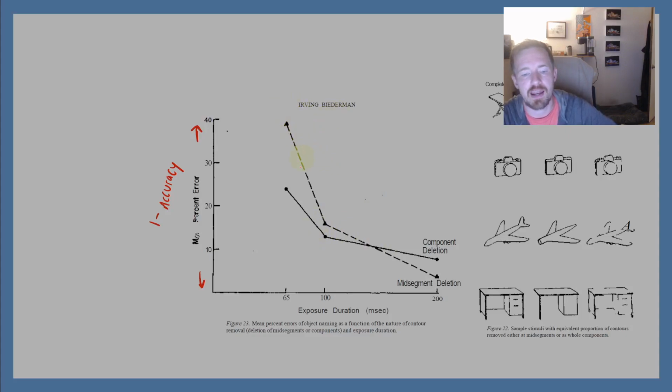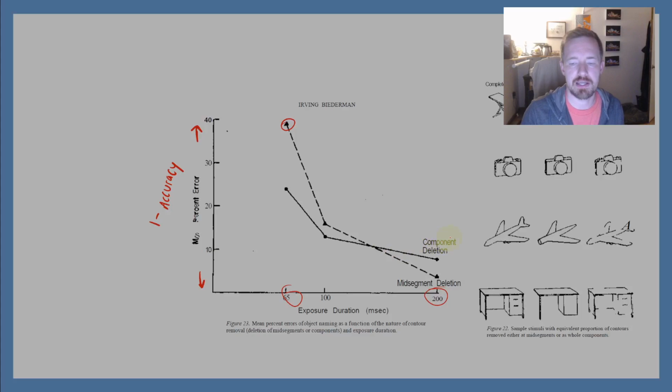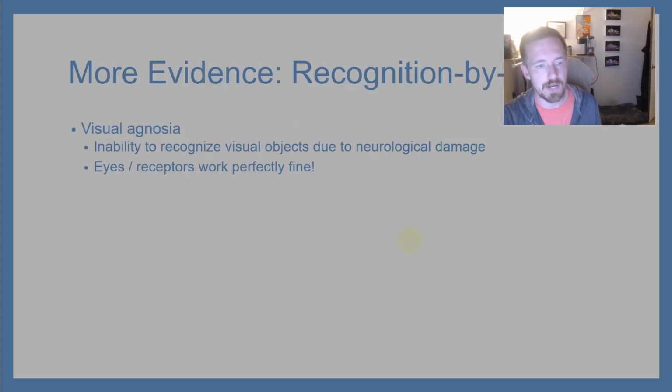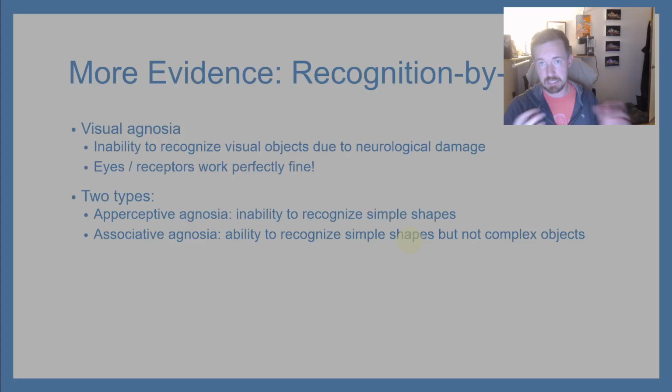And again, you see that at this really fast exposure time, whenever you start removing the lines, that's causing the worst accuracy. But whenever you're giving people enough of a chance to look at it, what you're seeing is that whenever you remove the geons, people's accuracy is the worst. All right. That was a very quick, brief summary of his findings. If you're interested, you can find the 32-page document elsewhere online.